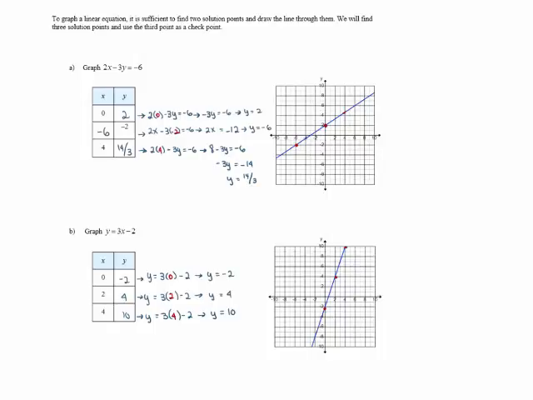If you let x be equal to 4 and solve for y, you get a fraction, so that would be an approximate point right there. So these are the 3 points on the line.